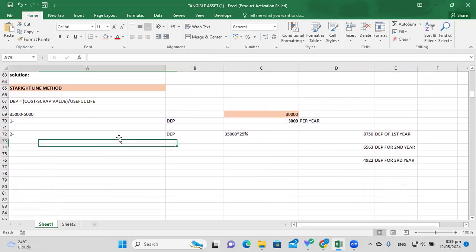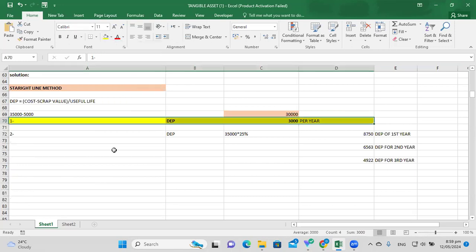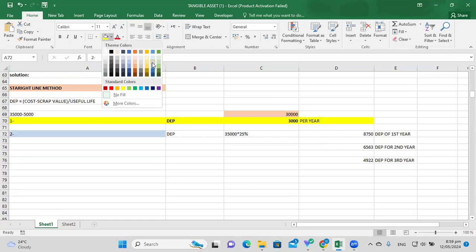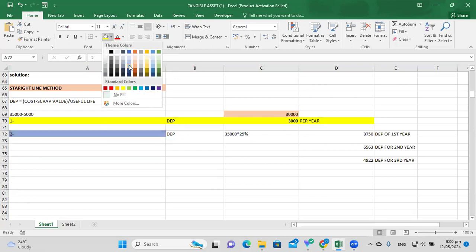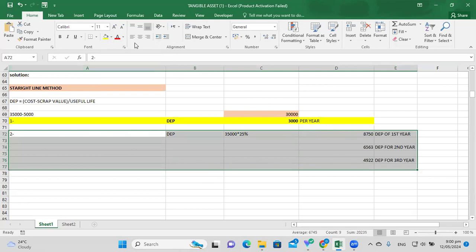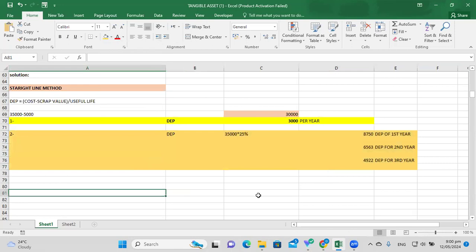So now let's calculate the depreciation using the reducing balance method. We are done with the first part. Now we move on to the second part, this one. Now we calculate the depreciation using reducing balance method.